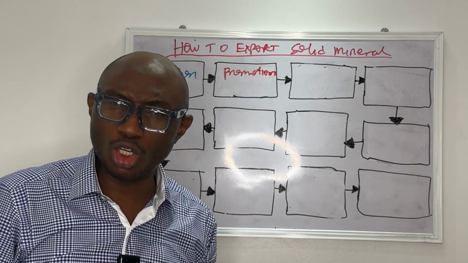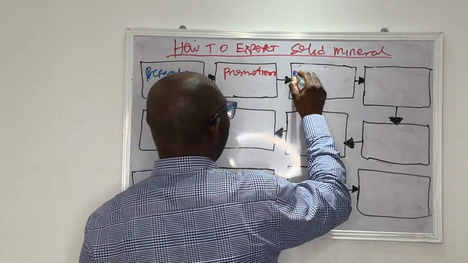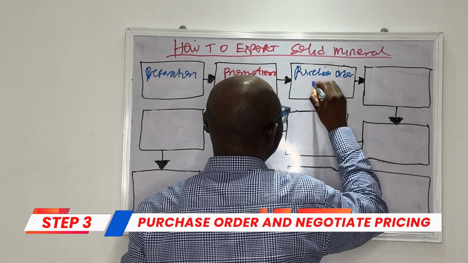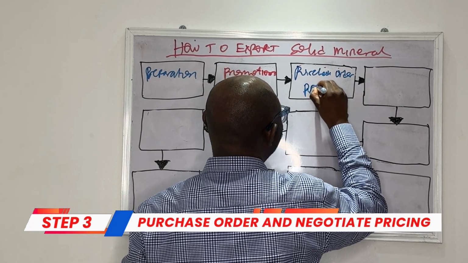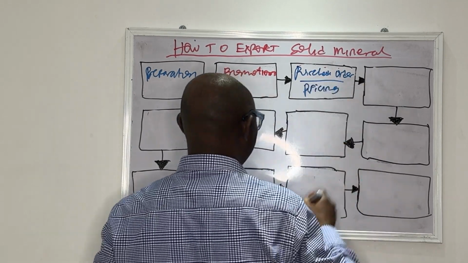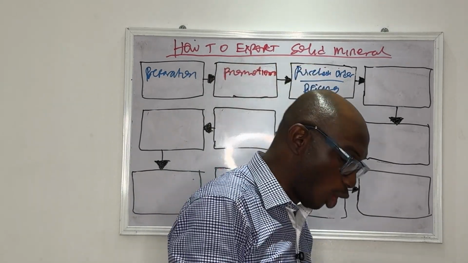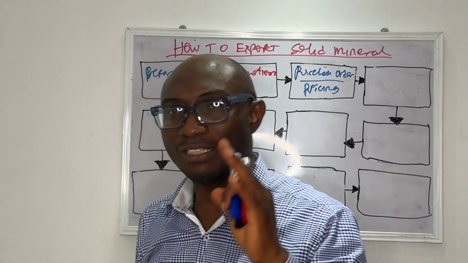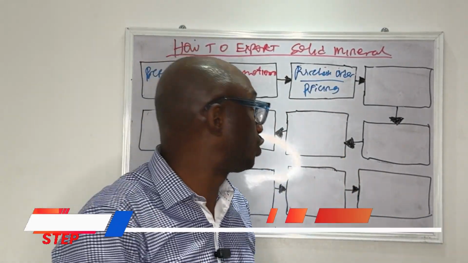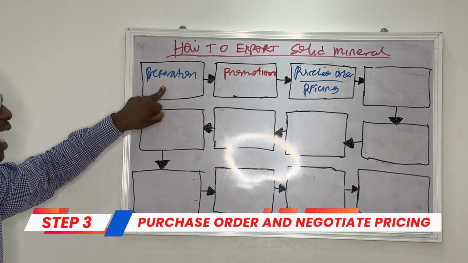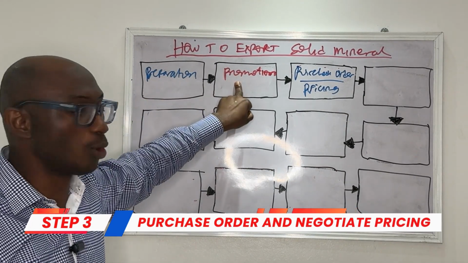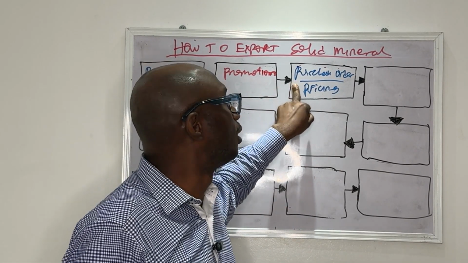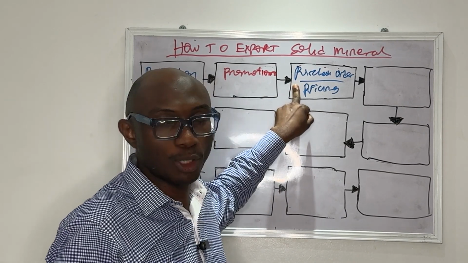Now, the goal of promotion is to be able to get a purchase order, and in the process negotiate pricing. If I've done my job well at this point, I will know exactly what I need to do to promote, to sell my lead or lead ingot, and I will know exactly what I need to do to be able to get my purchase order.